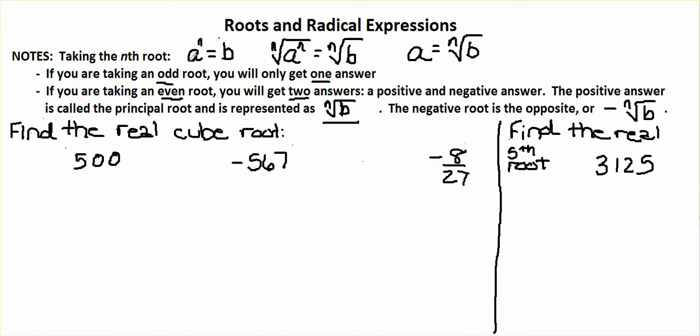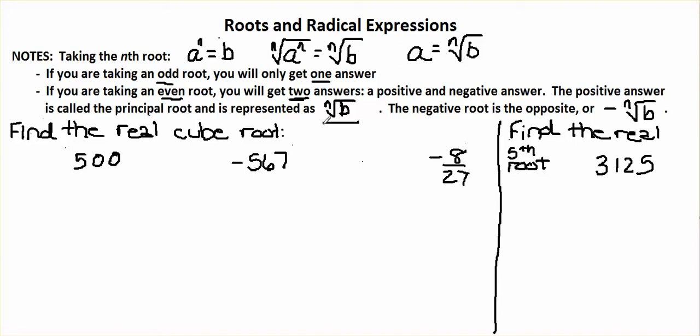So you need to be careful. You need to pay attention to whether you're taking an even root or an odd root. An odd root, again, gives you one answer. An even root gives you two answers, both a positive and a negative answer. The positive answer is represented as the nth root of b, and it's called the principal root. Okay, so any of your positive answers, when you take a root, it's called the principal root.